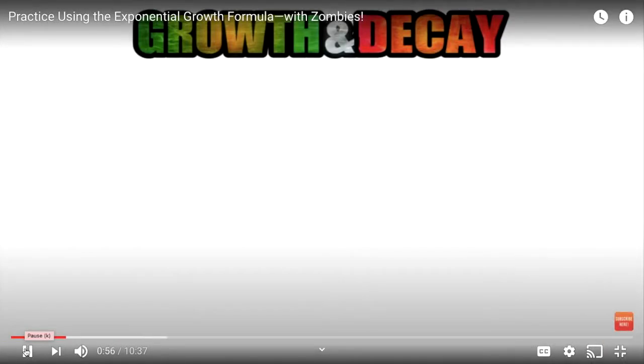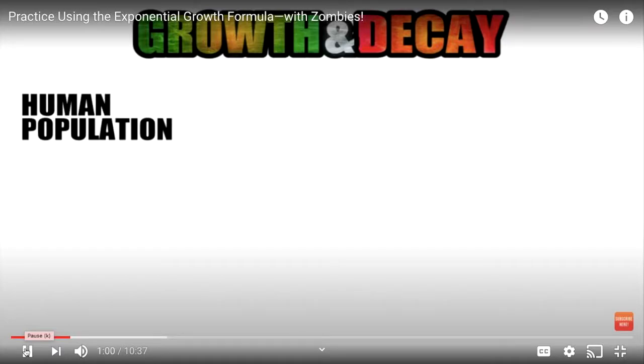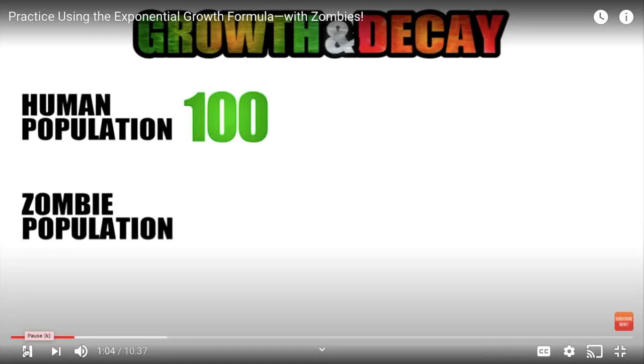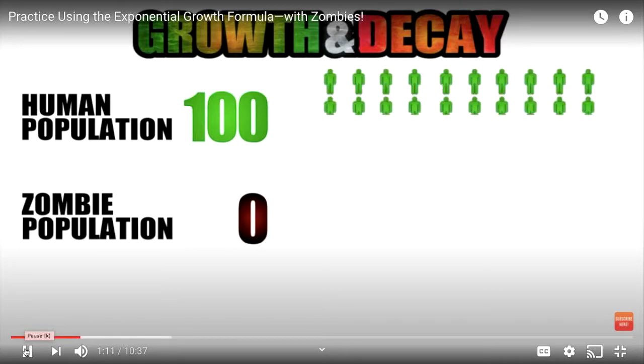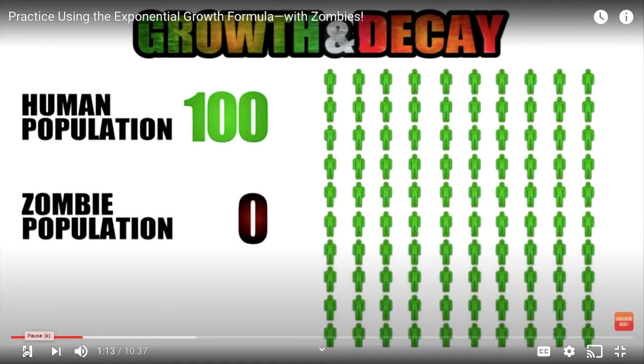Now, before we look at a population as big as the United States, let's start out with a group of just 100 people, and this is before any incident. So our human population would be 100, and our zombie population would be 0. So we can visually model this population of 100 humans using a grid with a length of 10 and a height of 10. So this 10 by 10 grid represents 100 normal human beings.